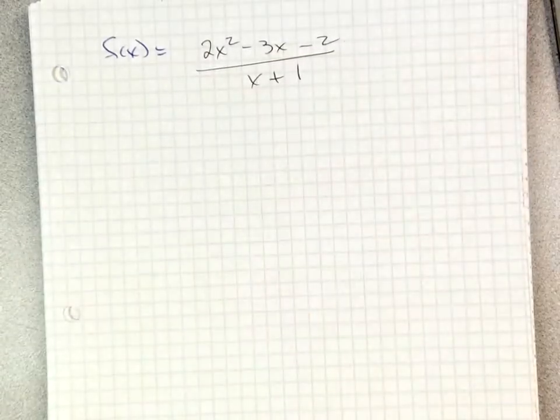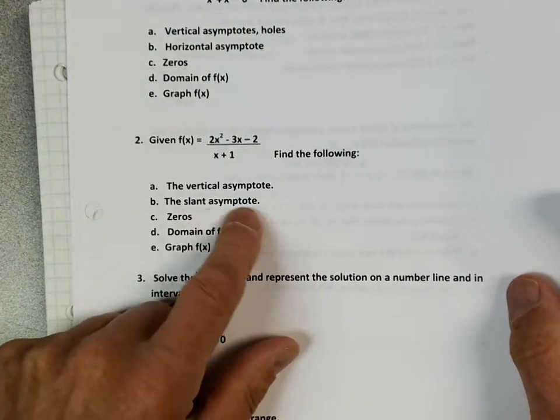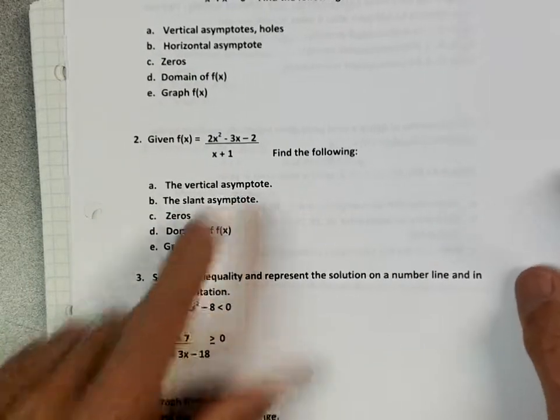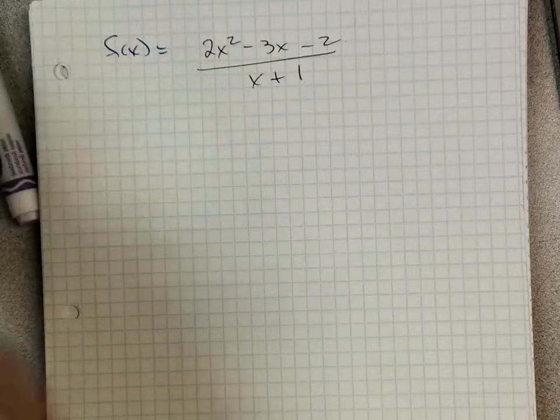Now, if you take a look at B, before we do anything, B talks about a slant asymptote, okay? I was not here to talk about that. We're going to talk about it a little bit more today. So before I do anything, let's look at it. Let's see what this thing looks like.